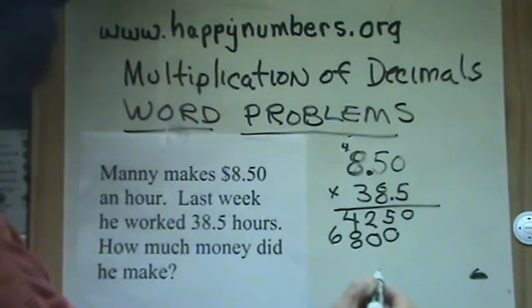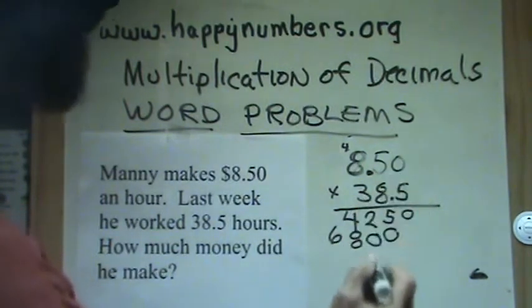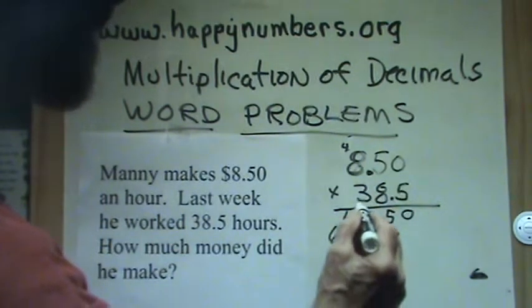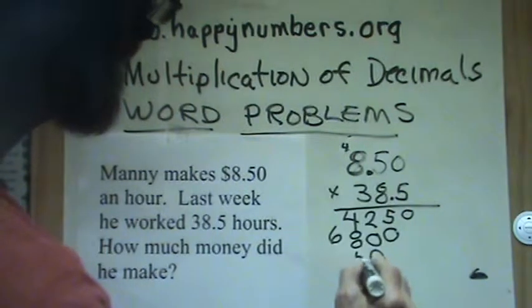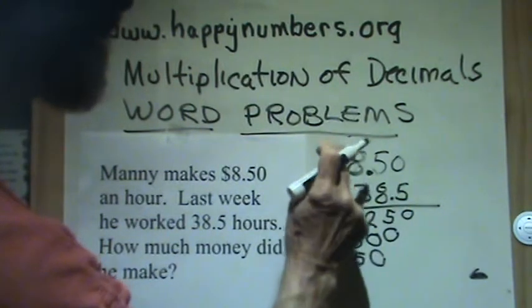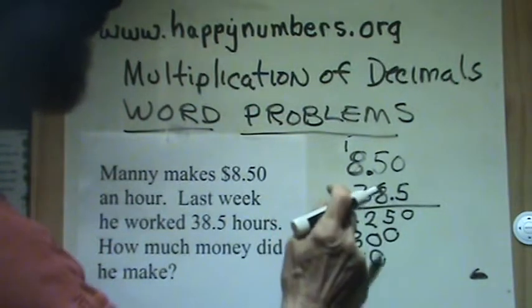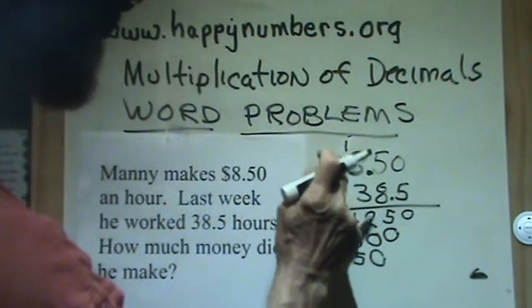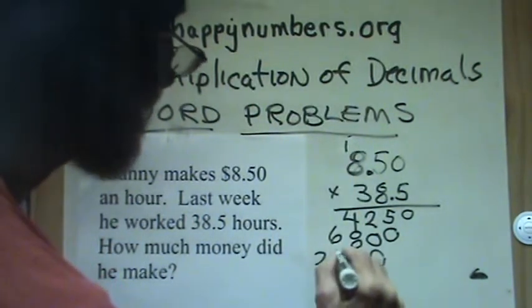Now we're over here to the 3. 3 times 0 is 0. 3 times 5 is 15. I'm going to carry 1 this time. 3 times 8 is 24, and 1 is 25.